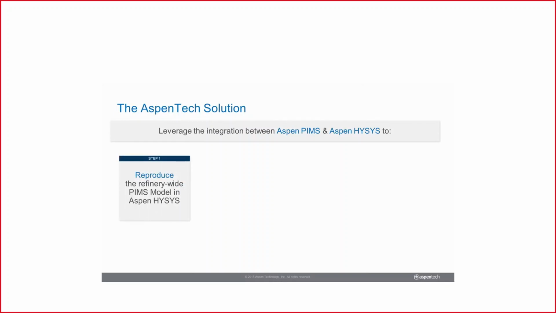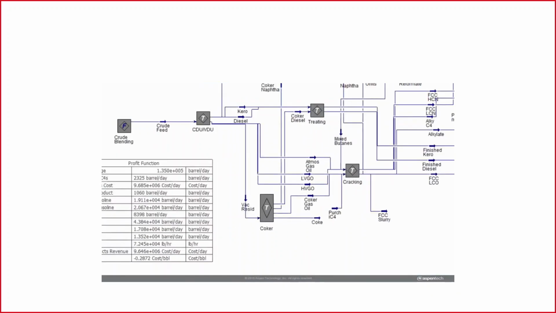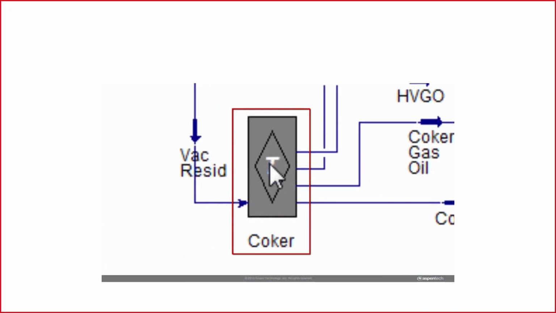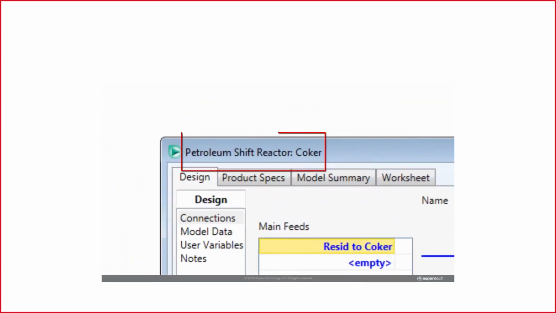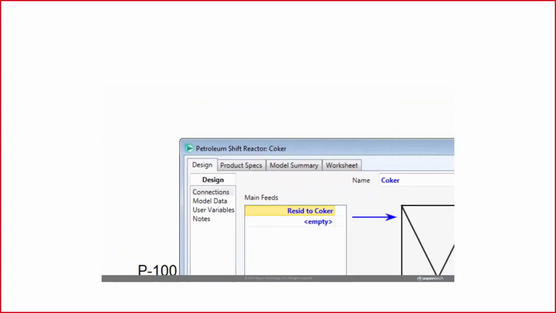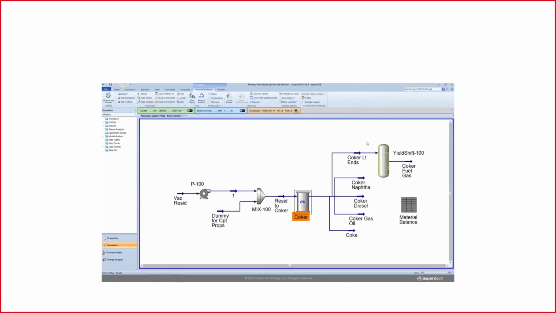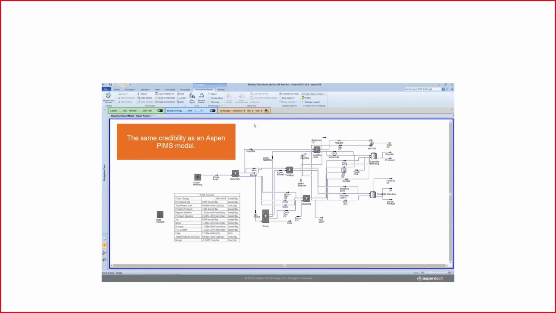Step 1 is to reproduce the refinery-wide PIMS model in HYSYS. This is easy to do with the shortcut petroleum shift reactor models included in Aspen HYSYS. These models are an exact replica of the reactor representation used in Aspen PIMS. At this point, the model developed has the same level of credibility as that of an Aspen PIMS refinery-wide model.